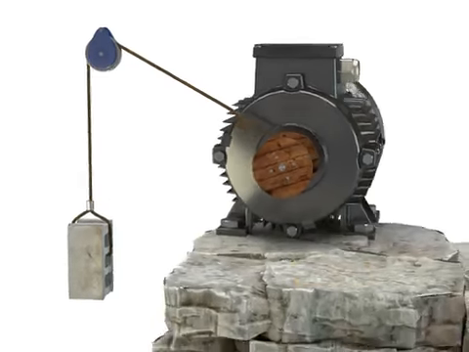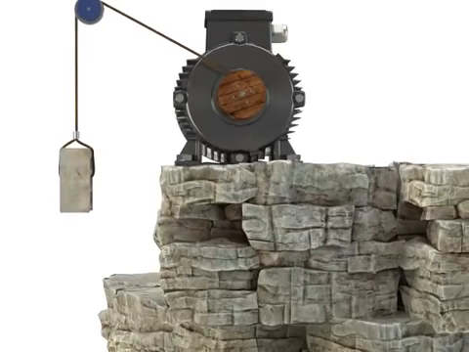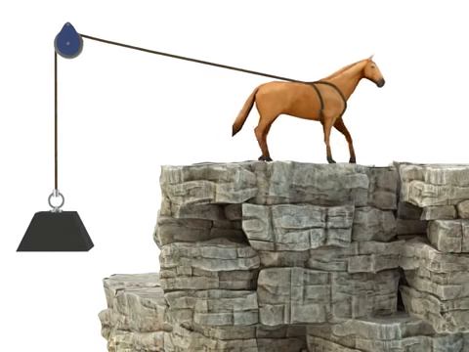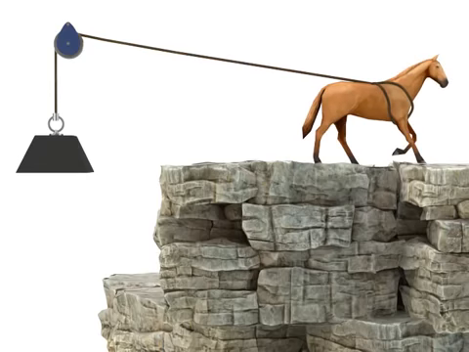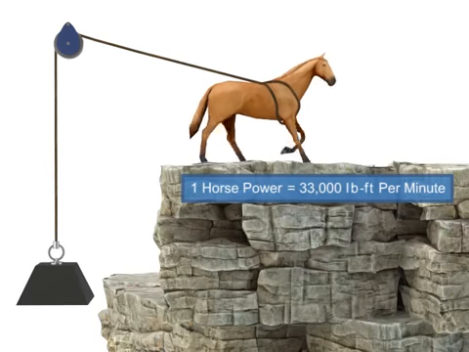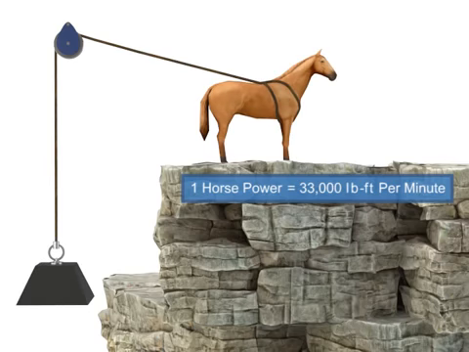Horsepower is defined as the rate at which work is accomplished. Years ago, before motors were invented, most work was accomplished manually. It was estimated that one horse could accomplish approximately 33,000 pound-foot of work per minute, and thus the term horsepower was born.